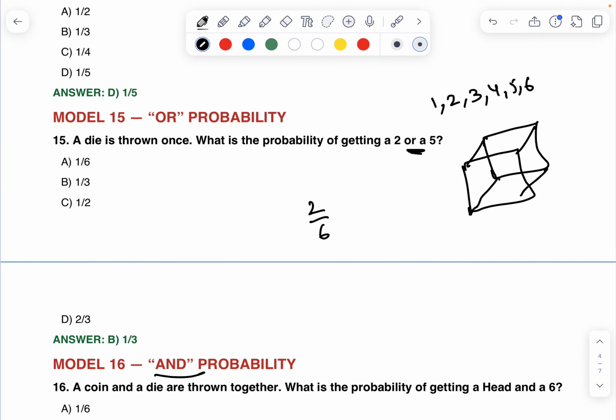Observe, OR means 1 by 6 plus 1 by 6. Why? Because it is the probability for the 2, and it is the probability for the 5. Therefore, 2 by 6 is the answer. That is equal to 1 by 3 is the answer.